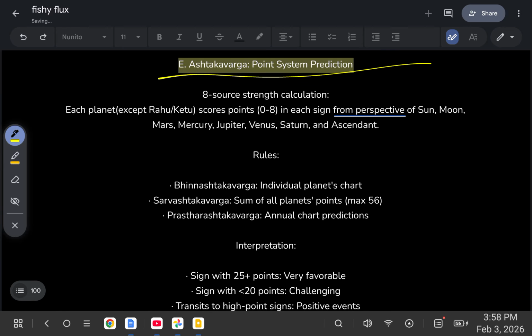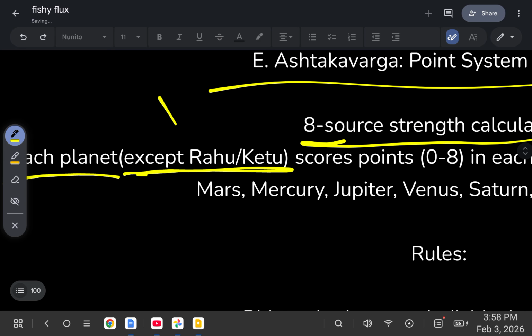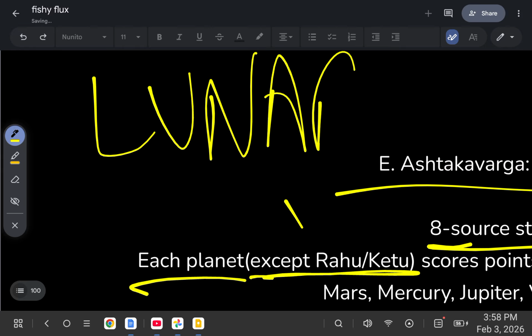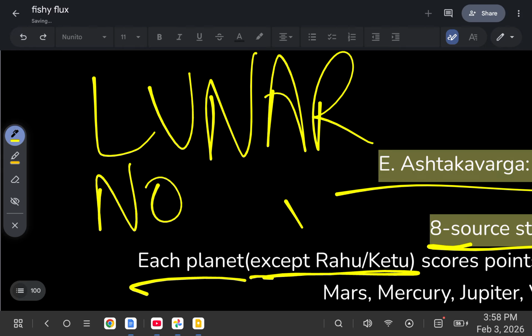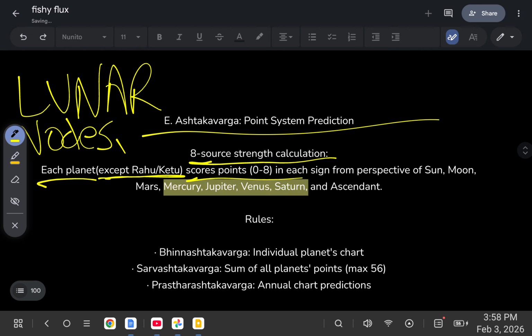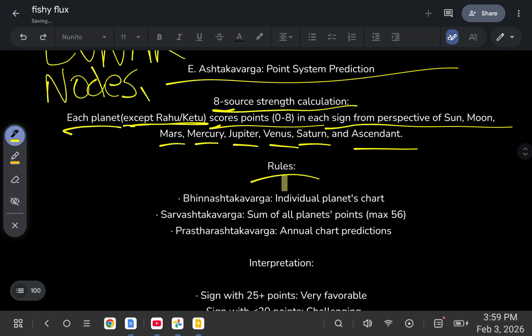Let's look at Ashtakavarga, the point system prediction. Our 8-source strength calculation is this. Each planet except for Rahu and Ketu, the nodes, scores points from 0 through 8 in each sign from the perspective of Sun, Moon, Mars, Mercury, Jupiter, Venus, Saturn, and the ascendant. Here are the rules for that.